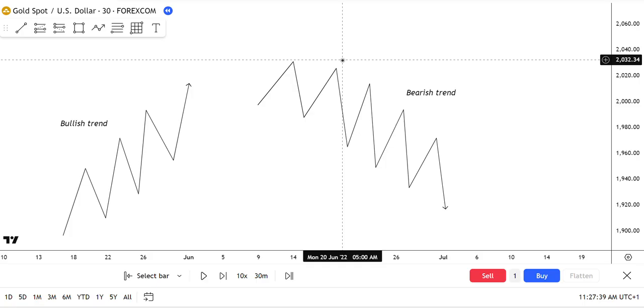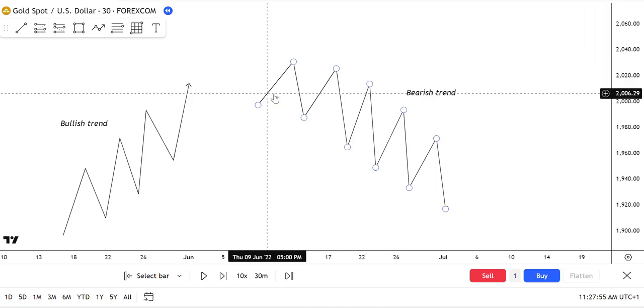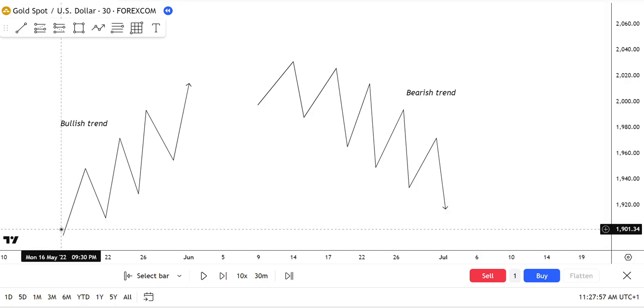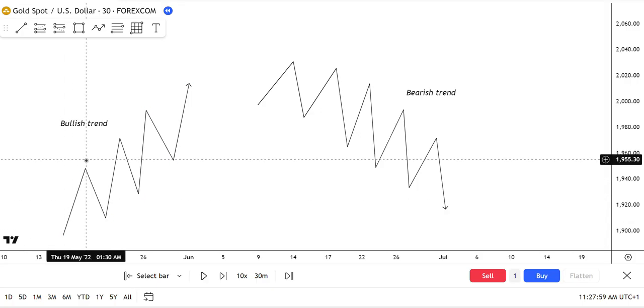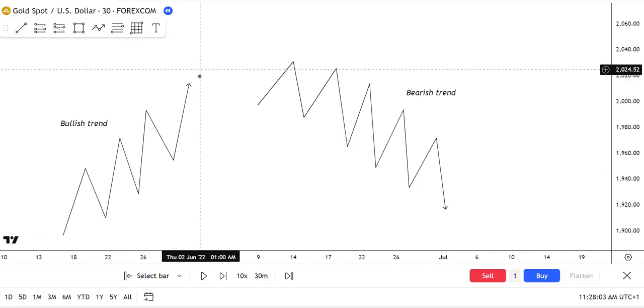So, market structure is what makes up the market. Without market structure, we don't have something called a market, because there would be no way to identify what is actually going on in the market. Whenever you come to a chart, the first thing you see is something like this. You see this, you see this, you see this.